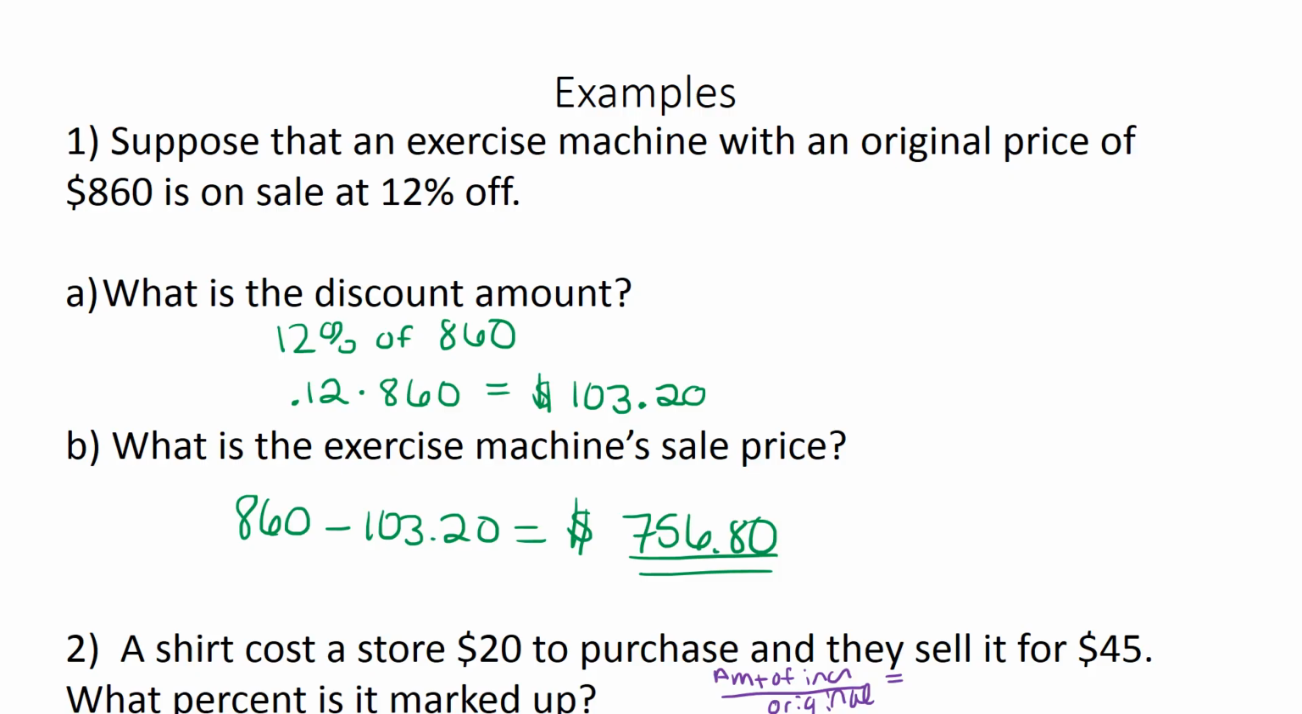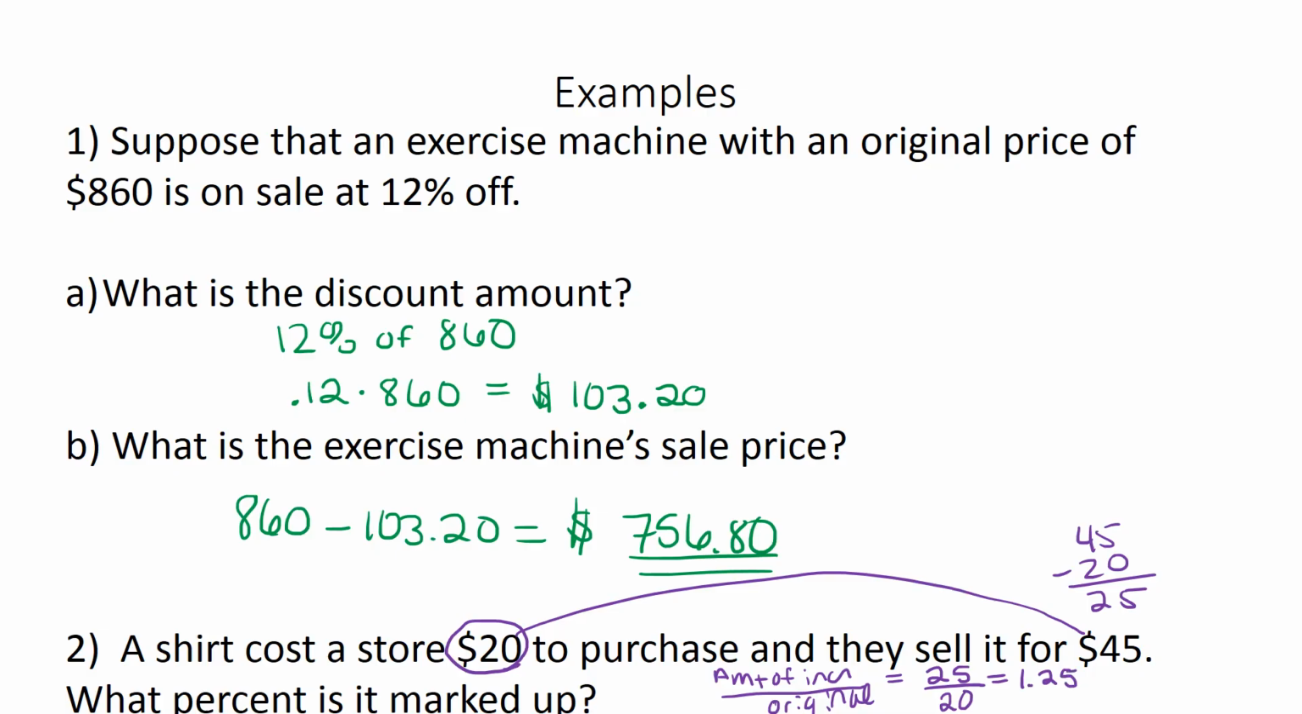So we have to first figure out how much it increased. Well, it went from $20 to $45. So that's a difference of $25. So 25 over the original amount. The original amount was the amount before the increase, which was $20. 25 divided by 20 is 1.25.